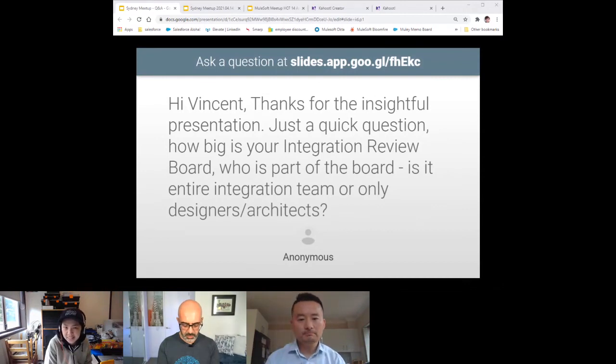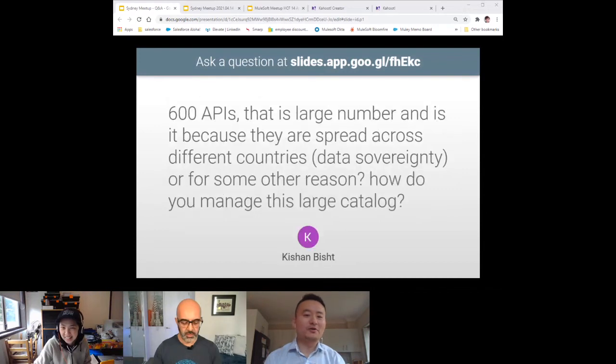600 APIs, a large number. No, they are not across different countries. Maybe one day when HCF is bigger and we have APIs in other countries, but for now we don't. Yes, so it is a fairly large API catalog.